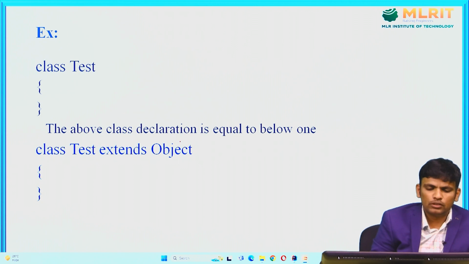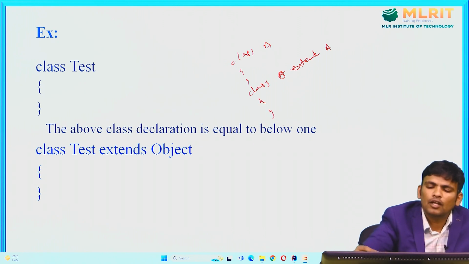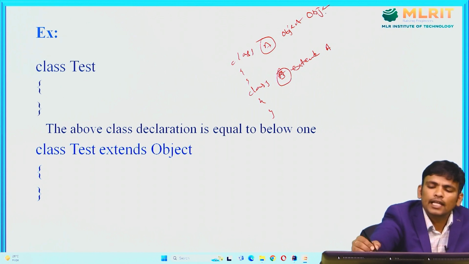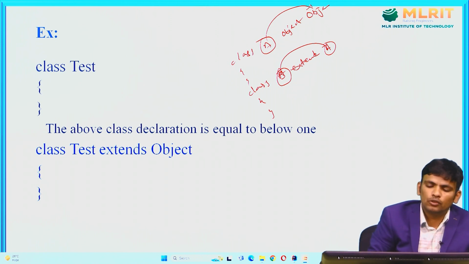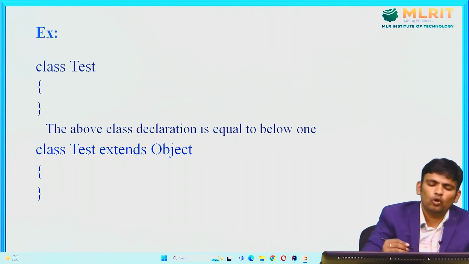Suppose you take an example like class A, and I will take class B extends A. Now if you observe here, the A class is directly derived from the Object class, and the B class is indirectly derived from the Object class. Why? Because B is a child class of A, and A is a child class of the Object class. So as I mentioned, every class in Java is directly or indirectly derived from the Object class only.